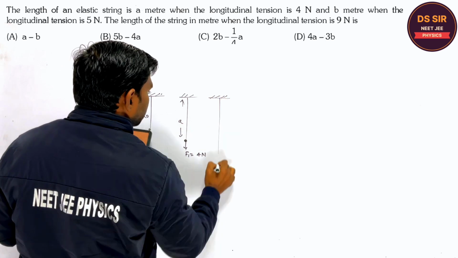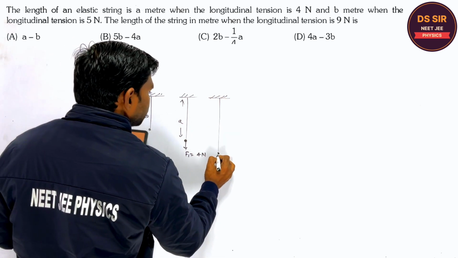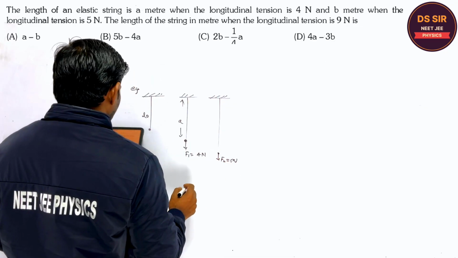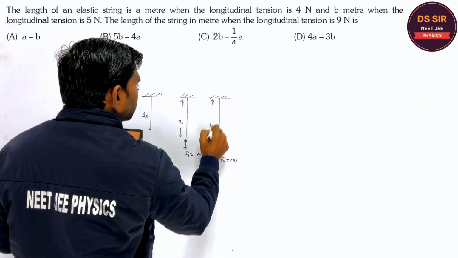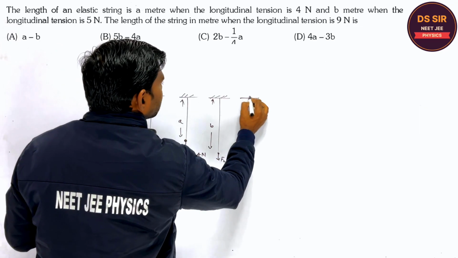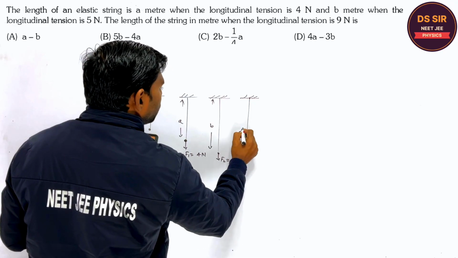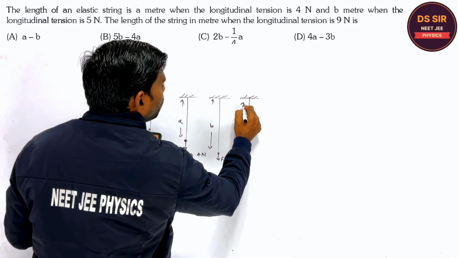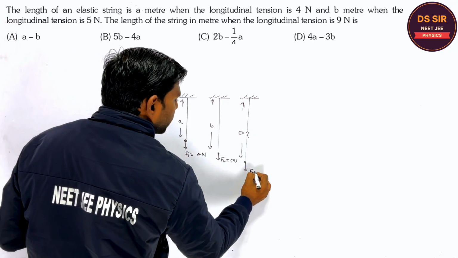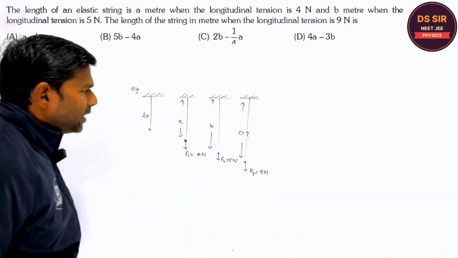Then when the longitudinal tension is 5 Newton, what is the string length? Say b meter. So they are asking the length, supposed to be c meter, you have to find, right, when the longitudinal force applied is 9 Newton. This is the question. All right.